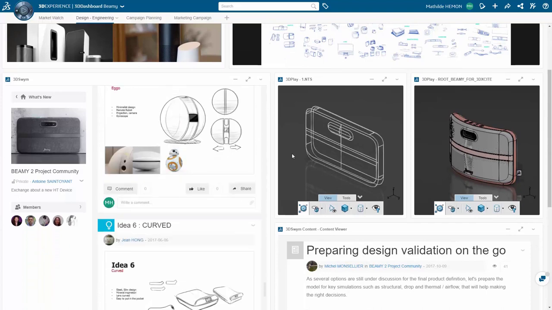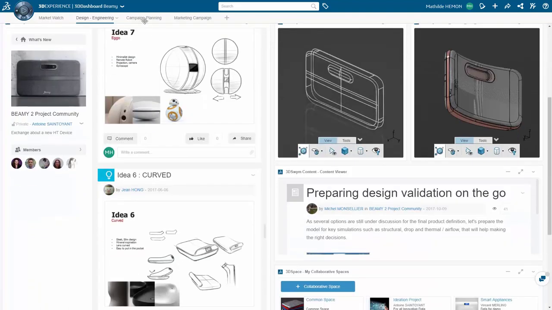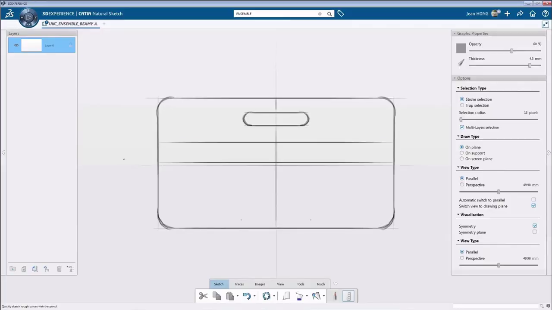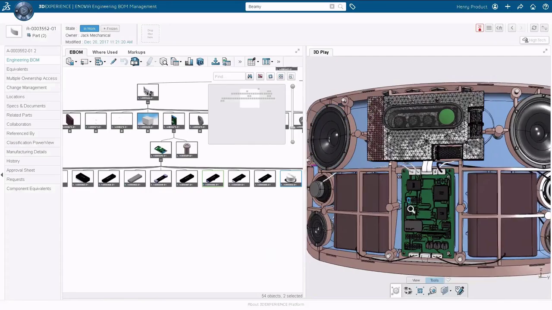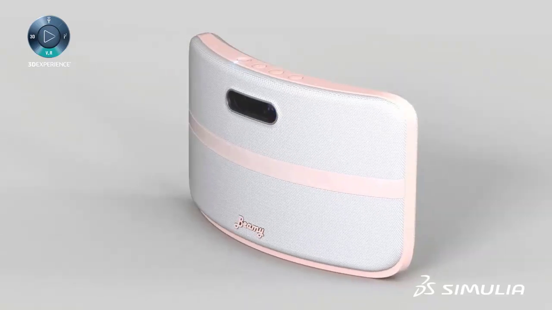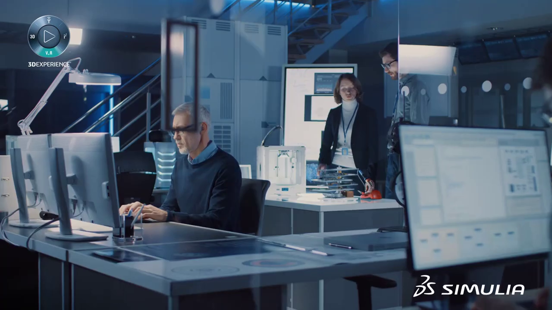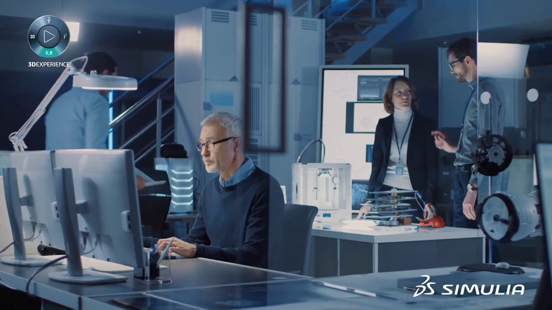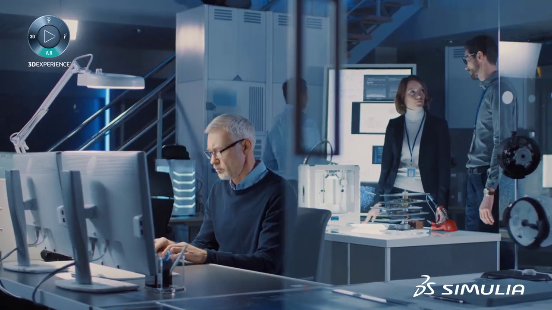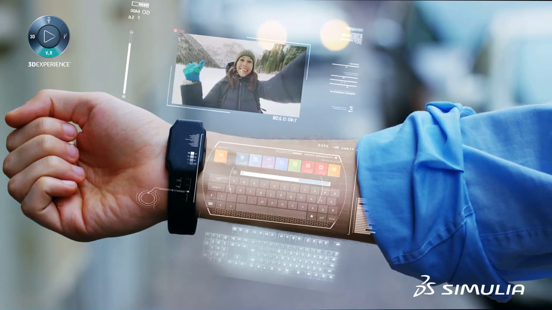The 3D Experience platform facilitates efficient and smooth end-to-end workflows, from conceptualization to design, engineering, manufacturing, and finally, delivery to market. With Dassault Systèmes solutions, you can streamline your design, simulation, and production process today to produce the electronic devices of tomorrow.